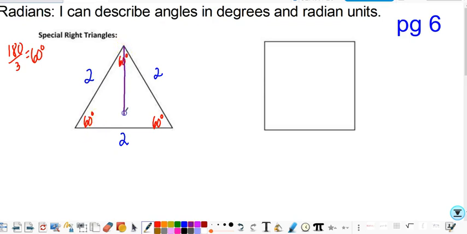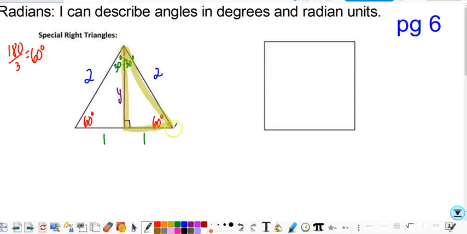Where the special part comes in is when I draw the height, which is this perpendicular, that bisects this top angle to be 30 degrees. And that bisects this side where each part is 1. And the special right triangle we're going to use is a 30, 60, 90 triangle from here. This is half of this triangle. And I would like you, with the Pythagorean theorem, to find this segment.